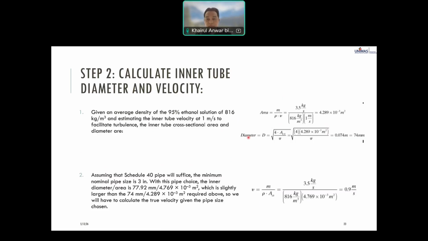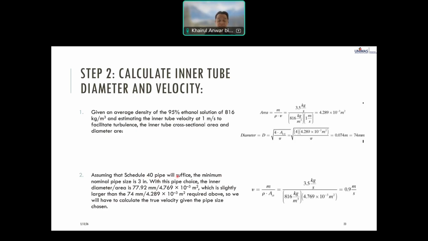So diameter equal to D, then calculate for the cross-sectional area, which you get from here. The diameter is based on velocity assumed to be 1 meter per second. So we get the diameter for the inner tube is around 74 millimeter. But you need to refer to schedule 40 pipe in table appendix A5.